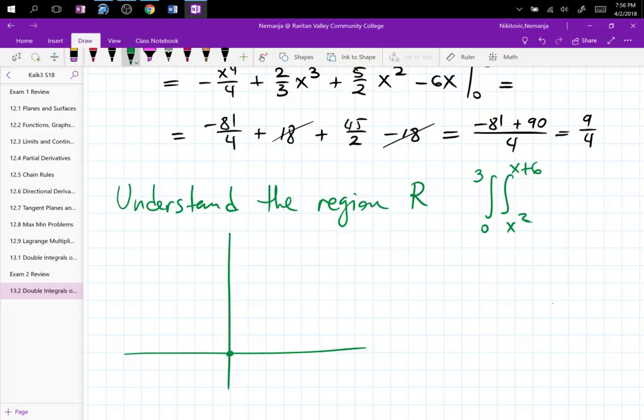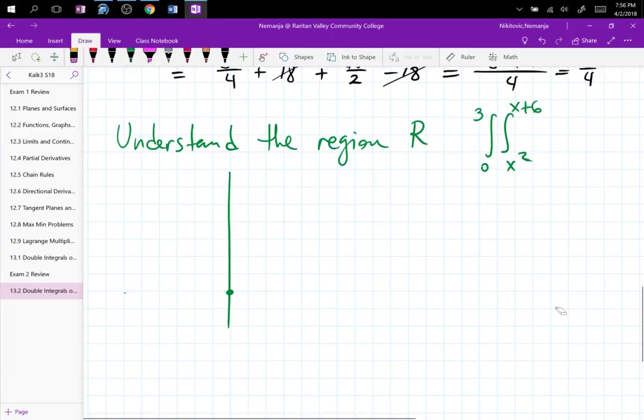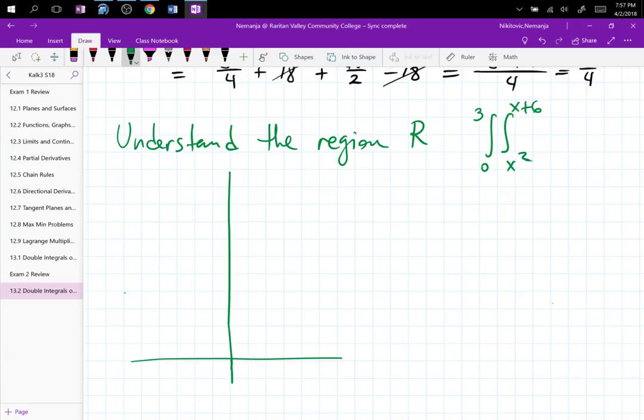It has the origin, then we go to the 6 up. I have to put this down more. So this is where the 6 is. And then we are going to draw the 45-degree line that goes on forever. And this is my x plus 6 function.